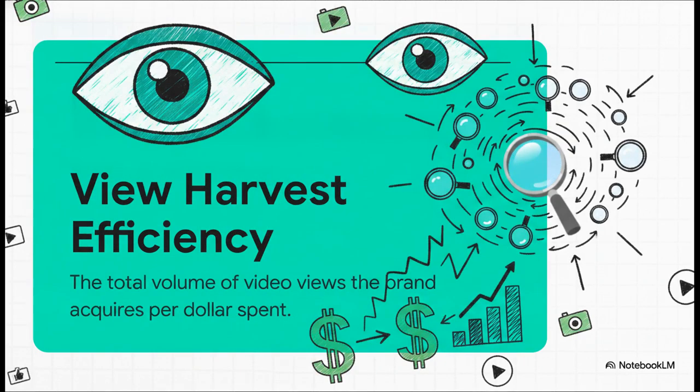Finally, we have the view harvesting efficiency. This essentially represents the media team's direct purchasing power. It shows exactly how many eyeballs they can buy with every single dollar.